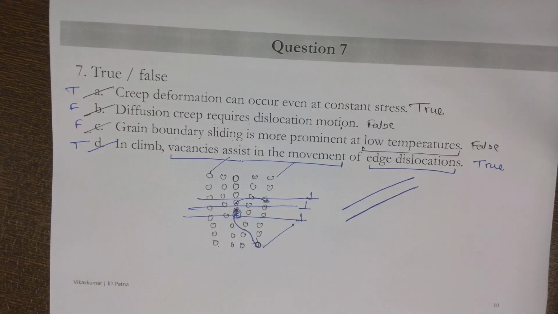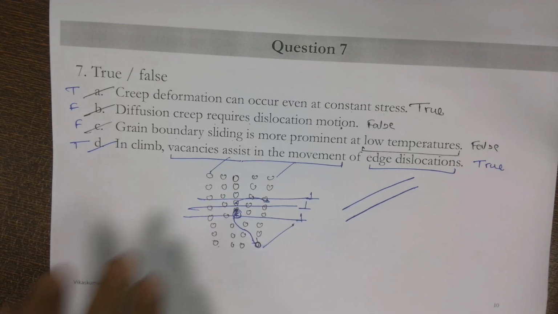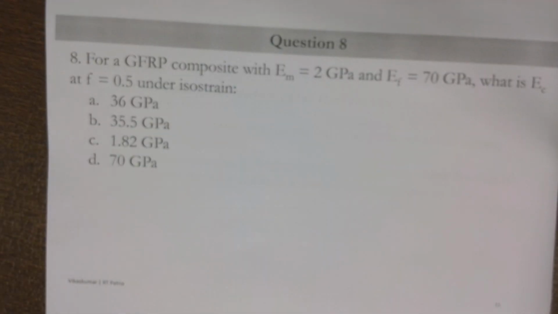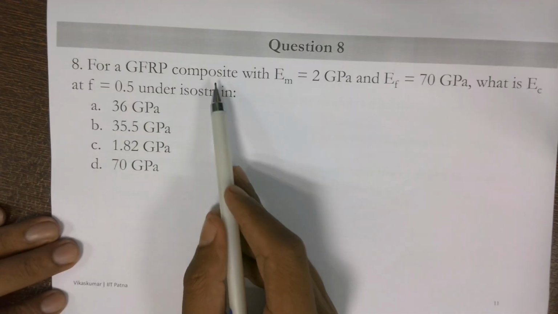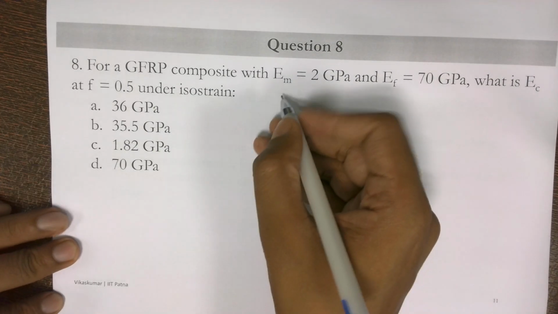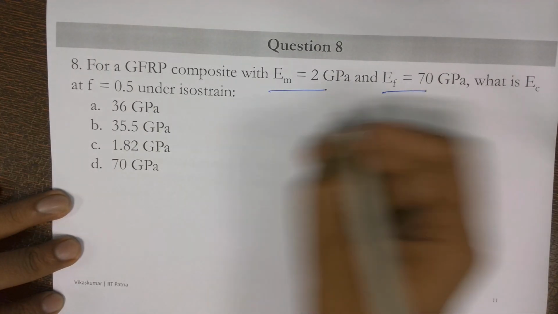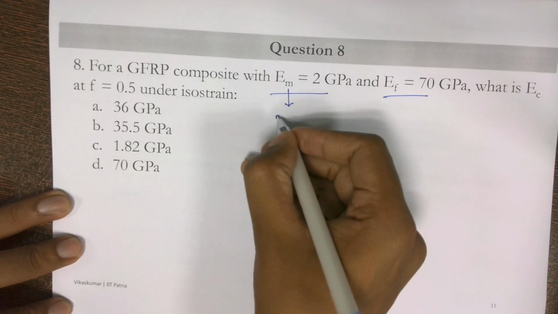If any doubt in this, please let me know. We can have a discussion on that. If not, let's go to the next question, question number 8. For glass fiber reinforced plastic composite, with EM, EF, we know that M is the matrix.